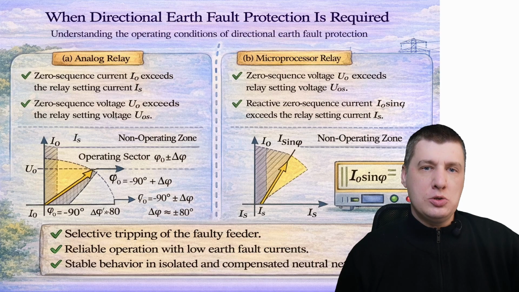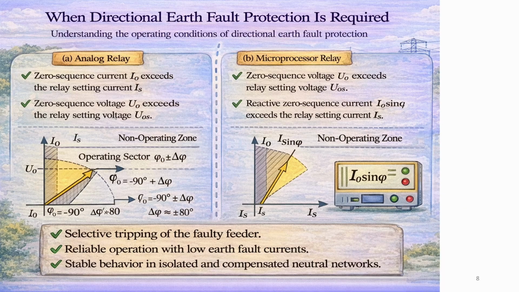Now we look at the situation where non-directional earth fault protection is no longer sufficient. If the required operation condition for non-directional earth fault protection cannot be met, the directional earth fault protection must be used. This situation typically occurs in isolated neutral networks with low earth fault currents or complex network configuration. The typical operation zones of directional earth fault protection in isolated network systems.